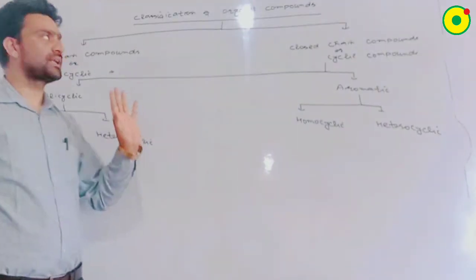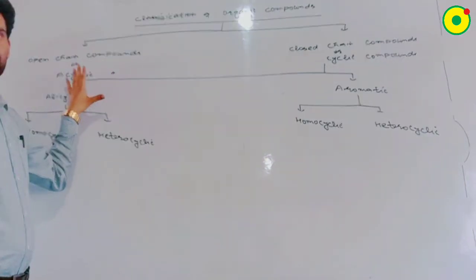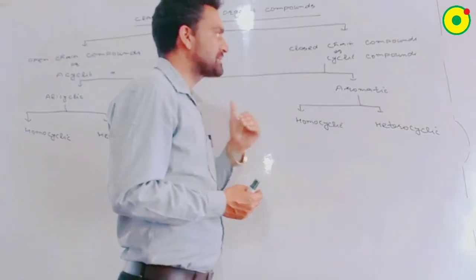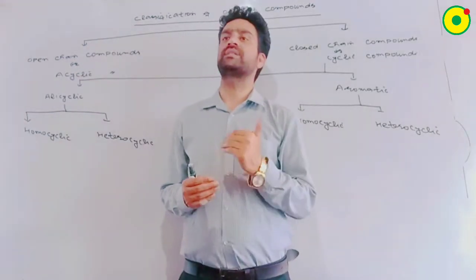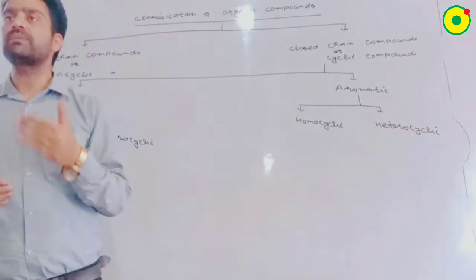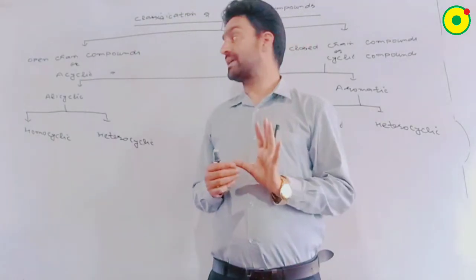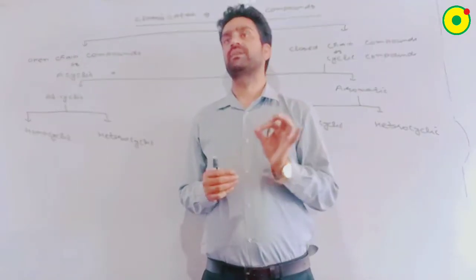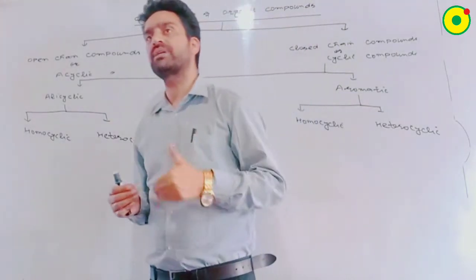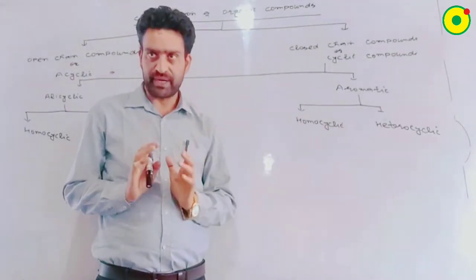So organic compounds are classified into two types. Open chain compounds or acyclic compounds are without any cyclic ring. They are open chain compounds. They may be straight or branched. Second is closed chain compounds or cyclic compounds. These compounds contain cyclic rings, right? Now cyclic compounds are further differentiated into two types: alicyclic and aromatic. What are alicyclic compounds? These are further of two types: homocyclic, heterocyclic. Similarly, aromatic compounds are further of two types. First is homocyclic and heterocyclic. I will give you a brief introduction of each.